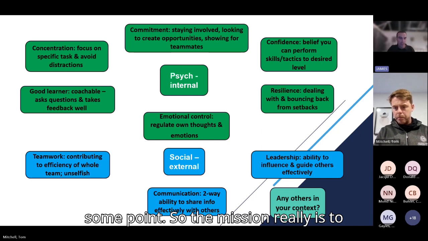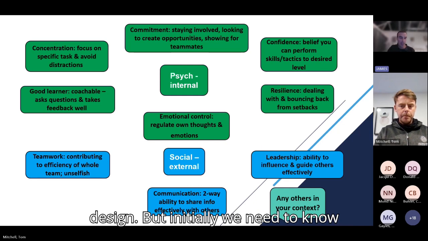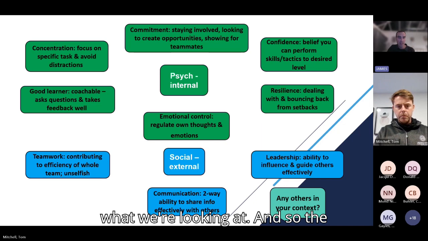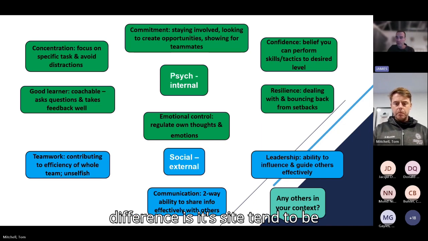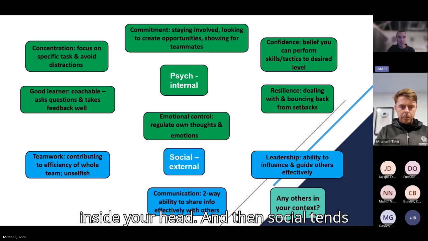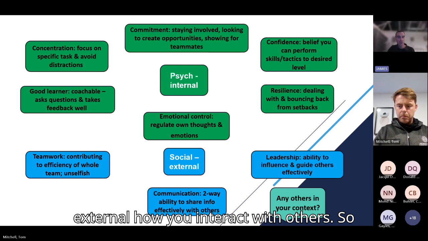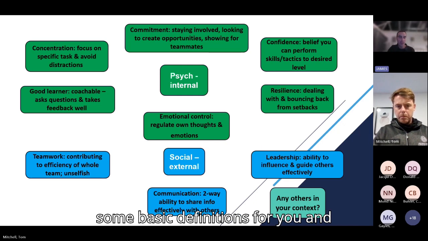So the mission really is to see how we can embed this in session design. But initially, we need to know what we're looking at. So the difference is sight tends to be internal stuff, so the stuff that goes on inside your head, and then social tends to be sort of between people, so it's external, how you interact with others. So some basic definitions for you.